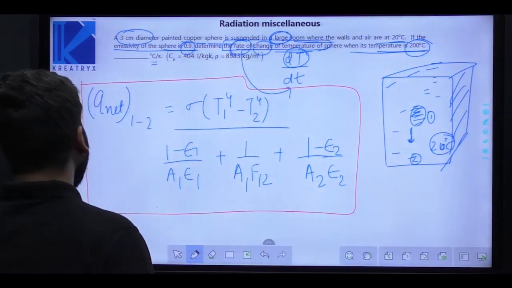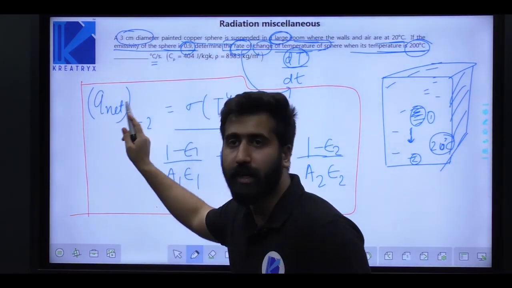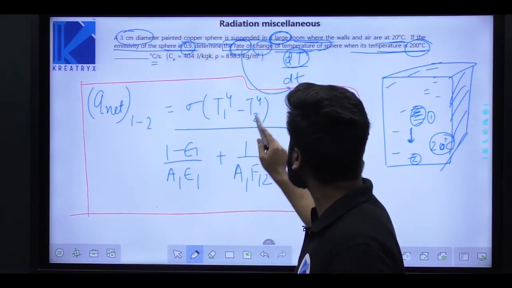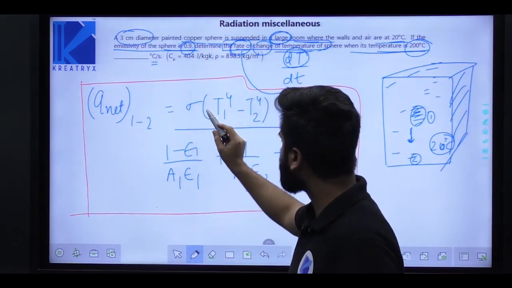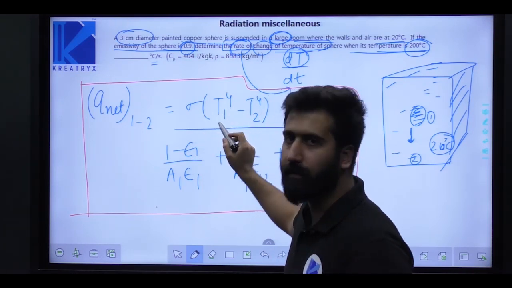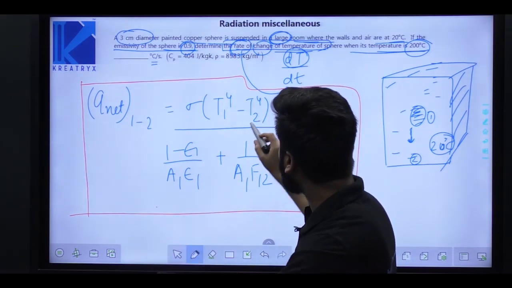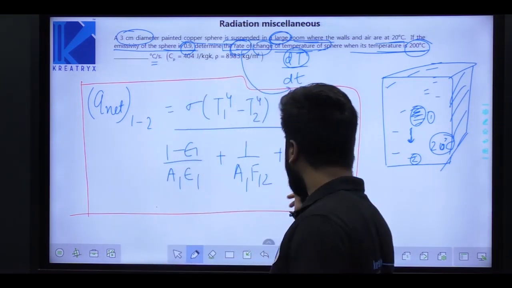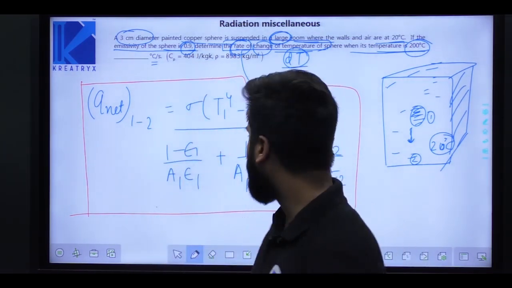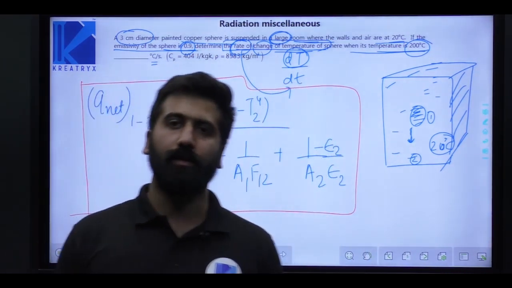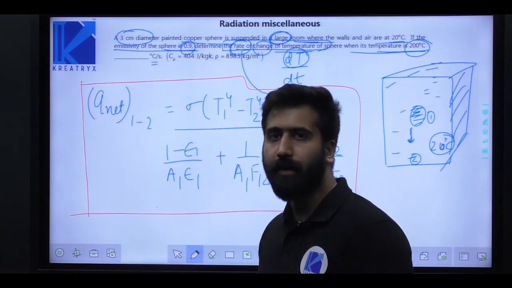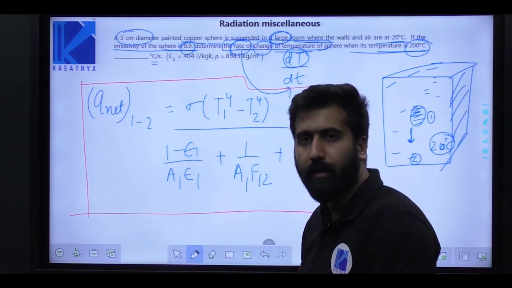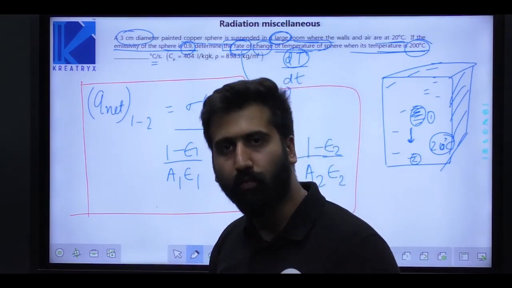studying heat transfer. So the net radiation exchange between the two bodies is equal to sigma times T1 raised to the power 4 minus T2 raised to the power 4. Sigma is Stefan Boltzmann's constant. T1 is the temperature of the first body, T2 is the temperature of the second body. Epsilon 1 and epsilon 2 are the emissivities of bodies 1 and 2. A1 and A2 are the surface areas of bodies 1 and 2. And F12 is the view factor, the fraction of radiation energy going from 1 to 2. You can write A2 F21 here also, because by the reciprocity theorem, A1 F12 is equal to A2 F21.